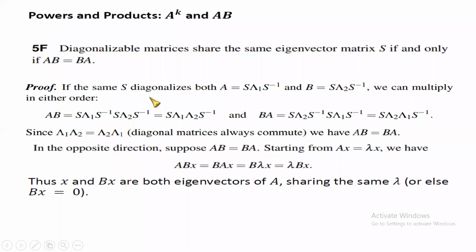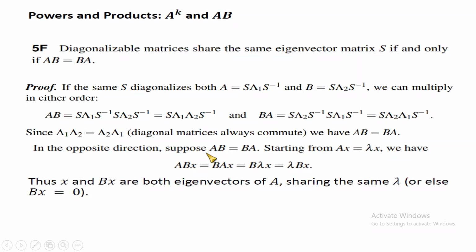If the same S diagonalizes both A and B, A can be written like this and B can be written like this. We can multiply in either order. That means AB you can write like this, and BA like this. Now lambda 2 and lambda 1 are just two matrices with diagonal elements. You can easily commute them. Lambda 1 lambda 2 is equal to lambda 2 lambda 1, and that will give us the diagonal matrix. It's possible to commute, and we have AB equal to BA. So if they can commute, then AB is equal to BA.